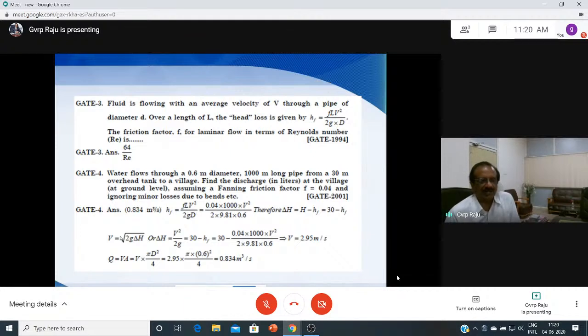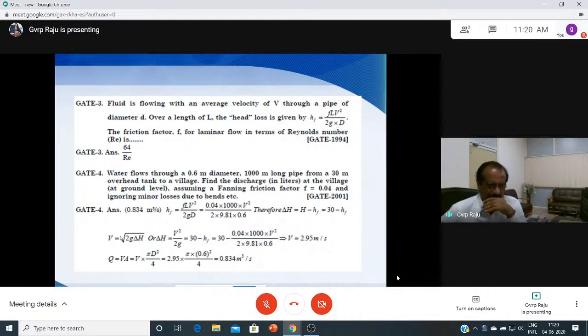So 64 by Re. The answer for the third question is 64. The relation between the friction factor and Reynolds number, when the flow is laminar, is f equal to 64 by Re.